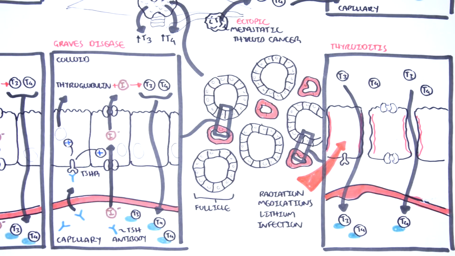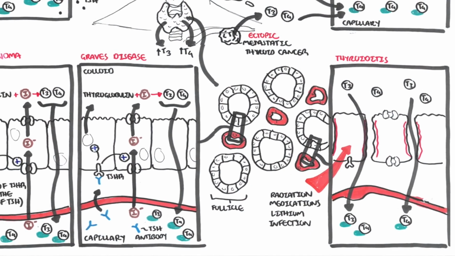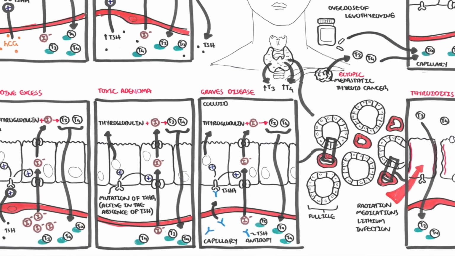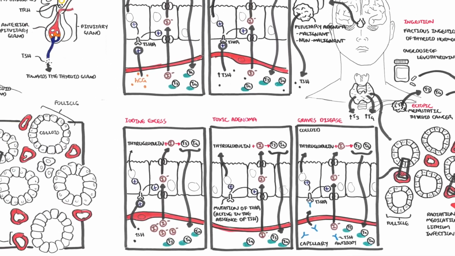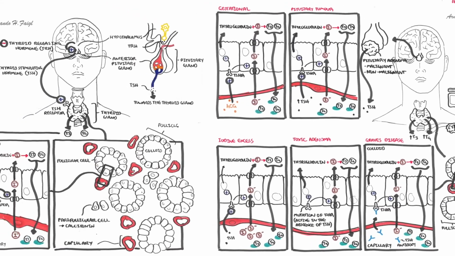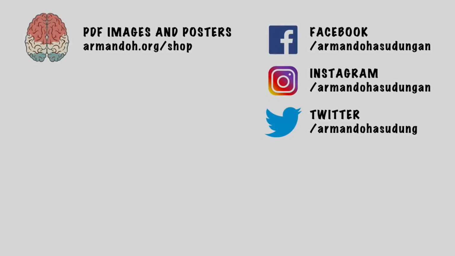To summarize, hyperthyroidism is where you have excess amounts of T3 and T4 in circulation. Hyperthyroidism can be divided into hyperthyroidism with normal to high radioiodine uptake, which means basically increase in thyroid synthesis in the thyroid gland, or hyperthyroidism with near absent radioiodine uptake, which basically means there's no synthesis of thyroid hormones from the thyroid gland.